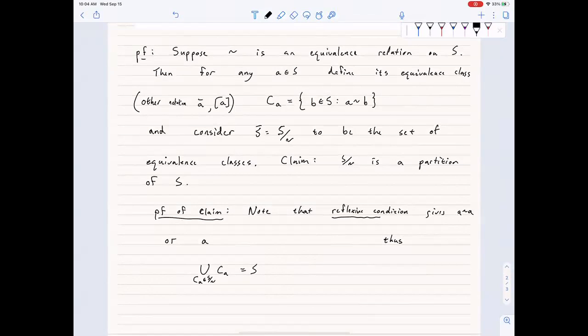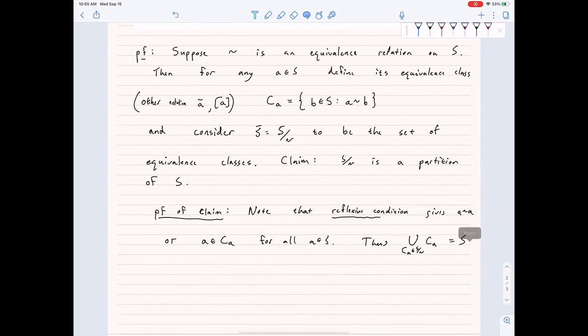or A is an element of CA. CA is the set of things equivalent to A. So since A tilde A, A is an element of CA for all A in S. What that's saying is that any element in S is in some equivalence class. So if I take the union of all of them, it will contain all the elements. I think this is sufficient. If I see that, I don't need anything further. Make sense?